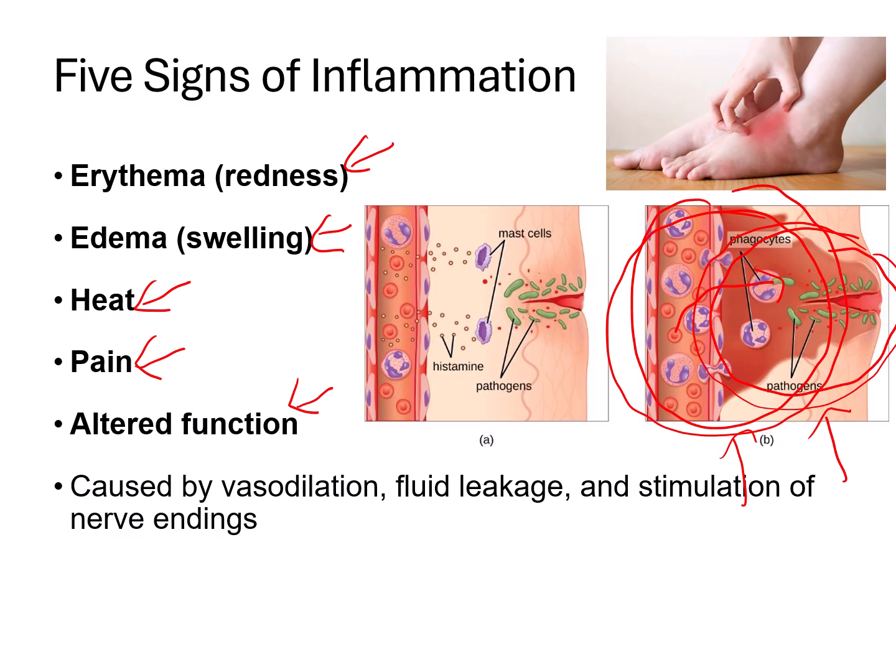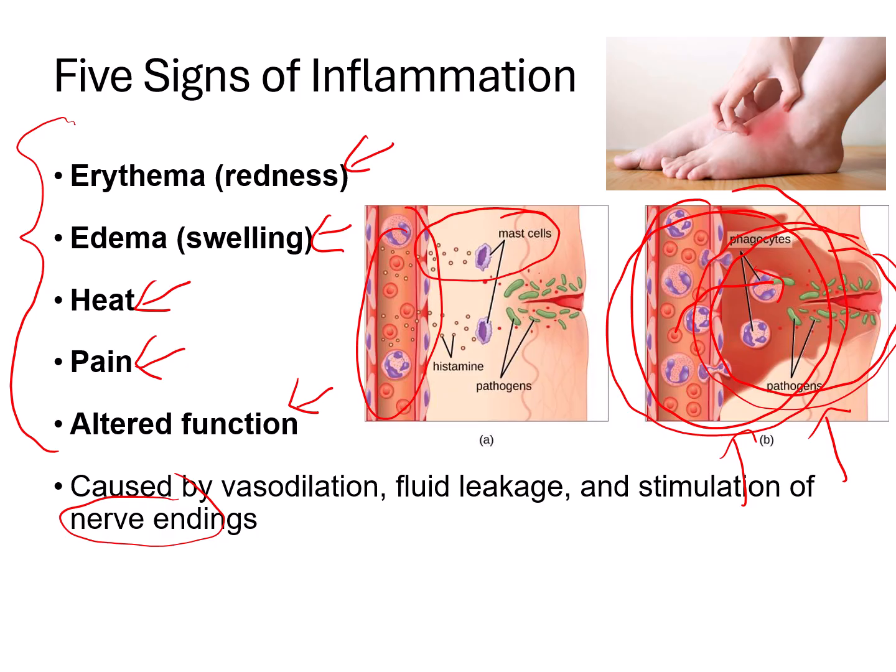So for example, if you have inflammation in your muscle or joints, that usually leads to swelling and pain and limited movement and stiffness. And these signs are caused by that vasodilation and increased fluid leakage into the tissues, as well as the stimulation of those pain receptors, those nerve endings. These images on the right show the histamine release from the mast cells and the phagocyte recruitment, all of which contribute to that redness, swelling, and warmth.